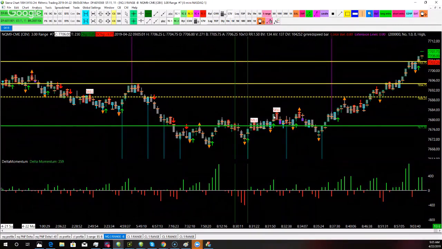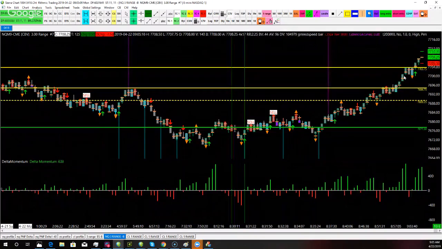I probably, frankly, would have been long here, right, with a stop back at the low, or long here with a stop back at this swing low. And then that's what happens when you get over your last seller. So now if I'm looking short, right, I want to show you how that short set up.